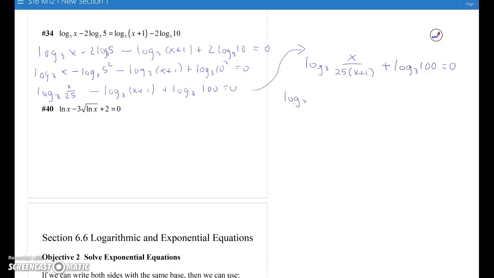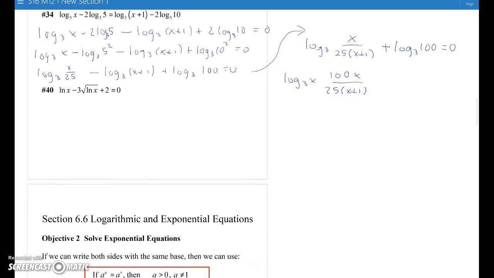And now I have a sum of logs, so I'm going to have 100 times x over 25 times x plus 1 in my logarithm. Sorry, this is log base 3 of 100x over 25 times x plus 1, and that has to equal 0. So now I write it in exponential form. I say 3 to the 0 equals 100x over 25 times x plus 1. But 3 to the 0 is 1.